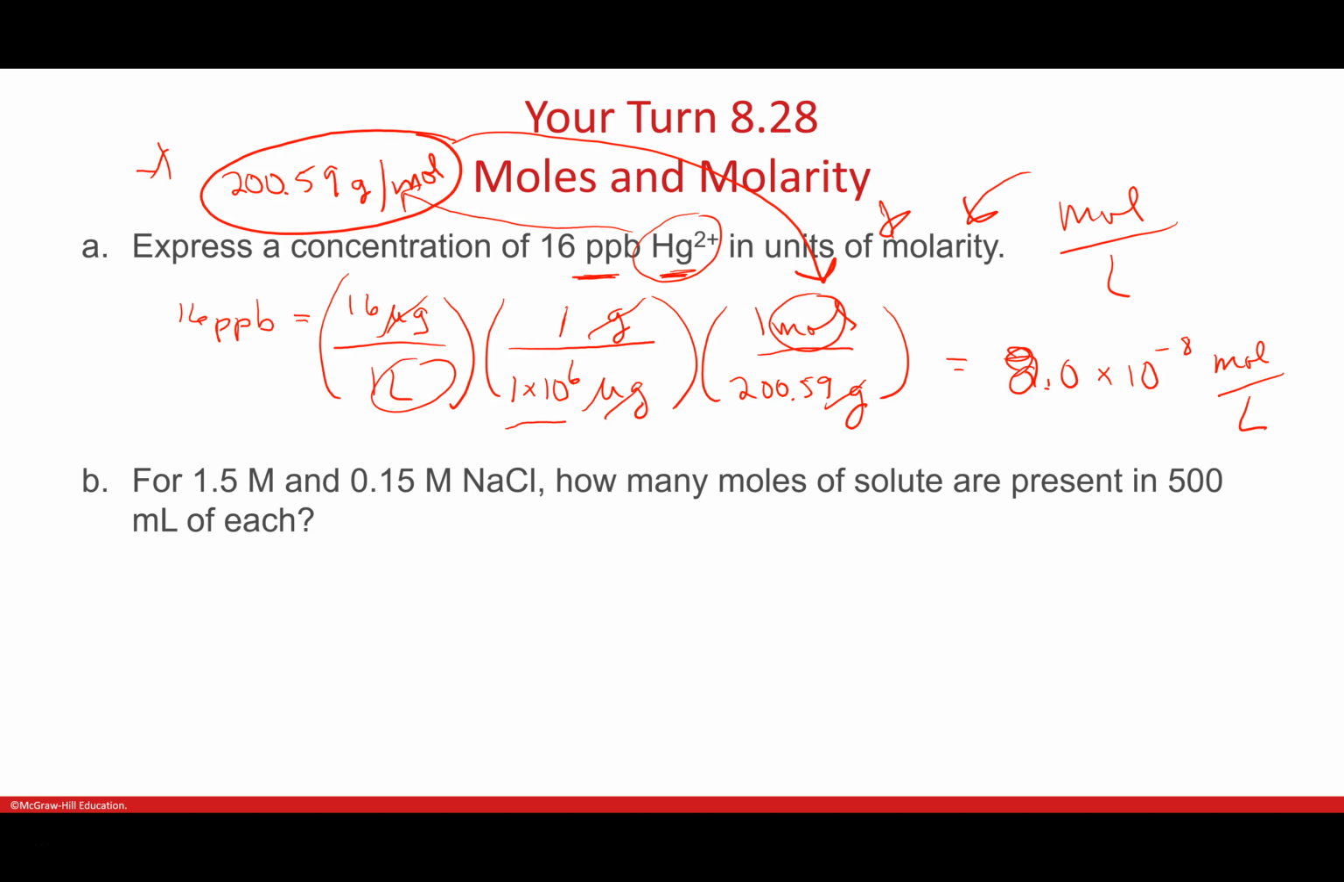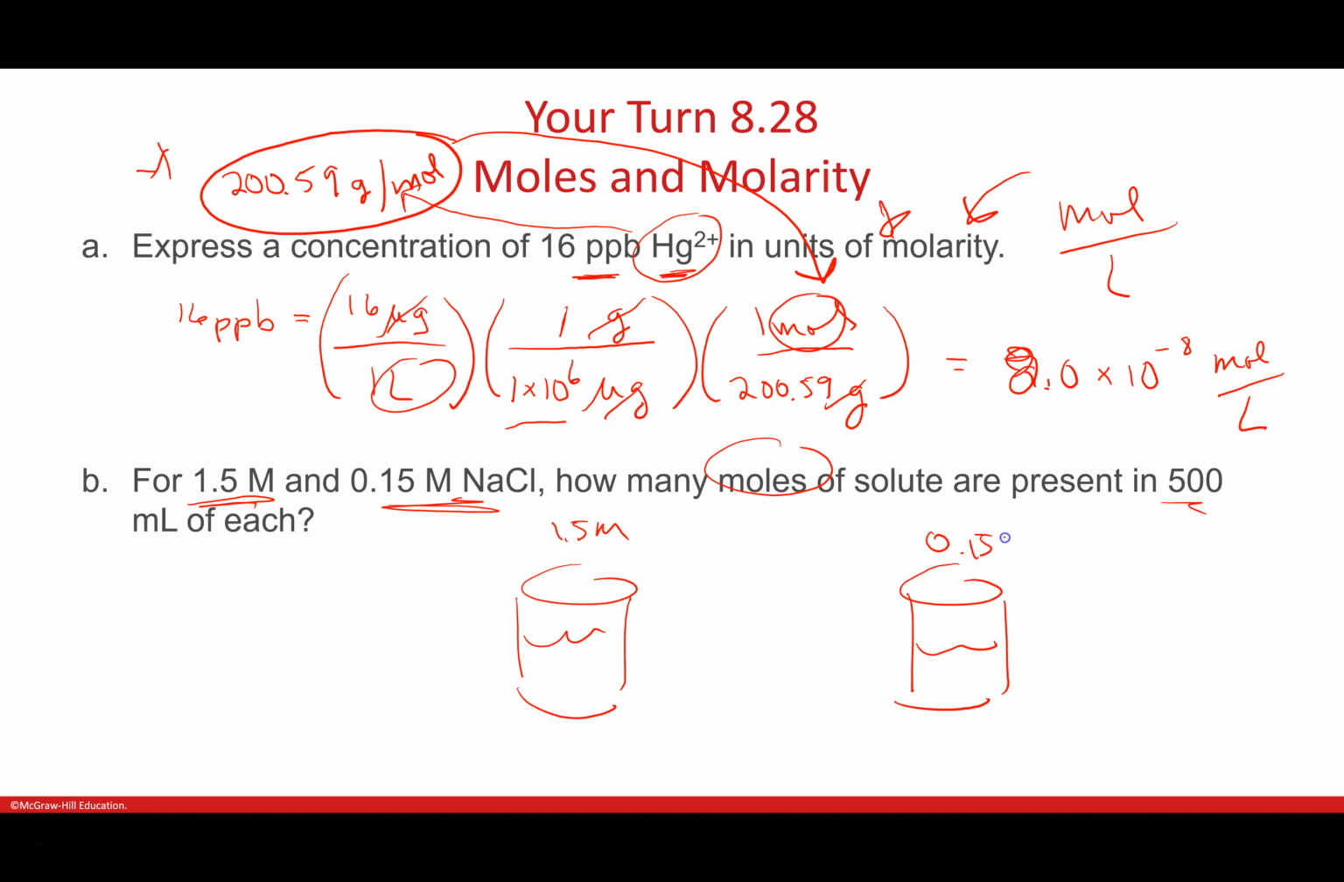So you have to help me out with the next one, Lily. All right, I'm gonna set it up this way. We have two solutions, 1.5 molar and 0.15 molar. It's NaCl, and they're asking for how many moles are present in 500 milliliters. So this is my first solution, which is 1.5 molar. This is my second solution, which is 0.15 molar. In each case, I have 500 milliliters. And I'm going to show you where you almost don't have to use a calculator for this.